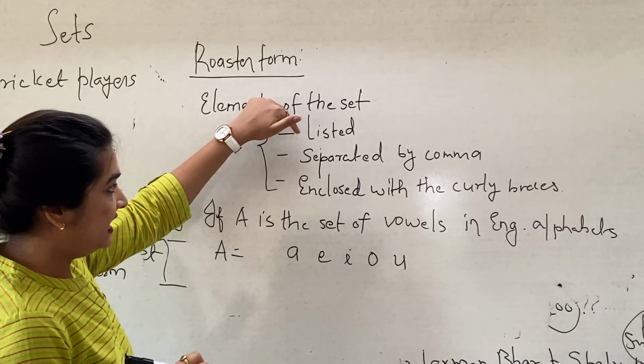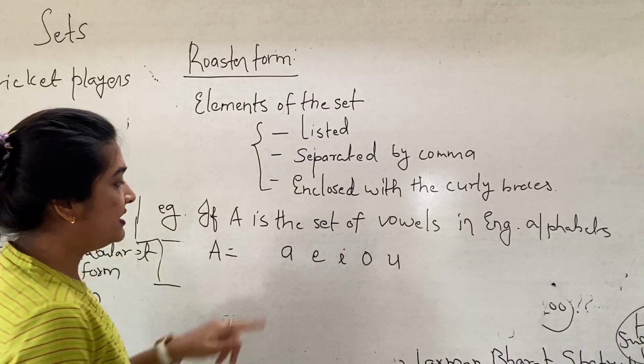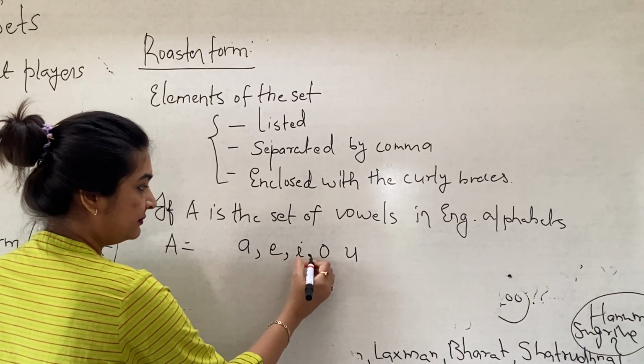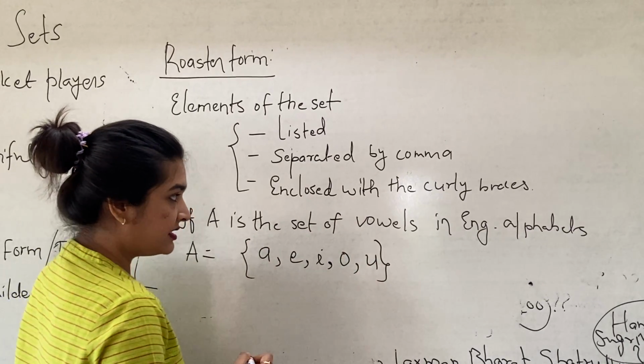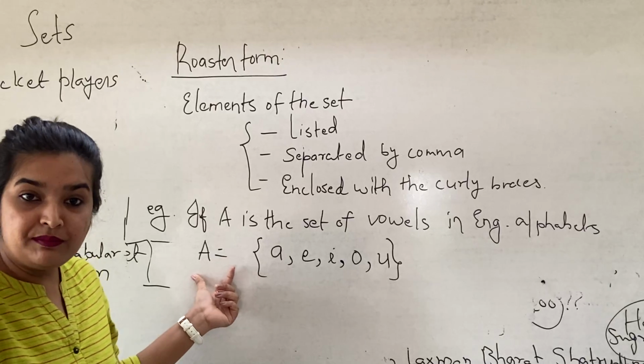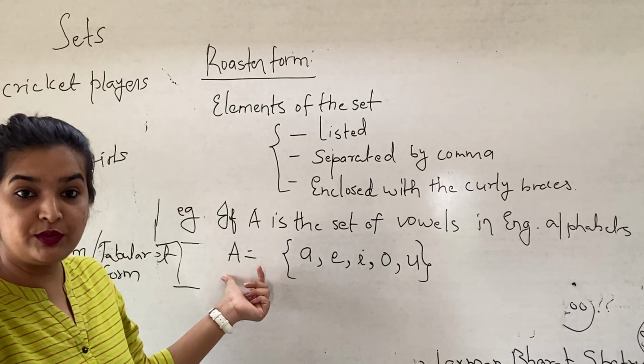That is, elements are listed, separated by comma, and enclosed with the curly braces. So this is the example of set of the roster form.